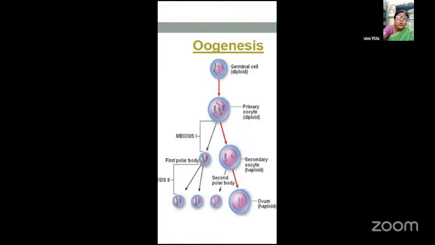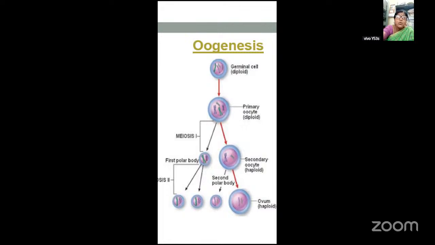The secondary oocyte is haploid in number, and the other is the first polar body. Here the two cells are unequal. One is very big and the other one is very small. The very small one you call the first polar body, because here there is unequal distribution of the cytoplasm between these two. The bigger one is the secondary oocyte, and the smaller one is the first polar body.